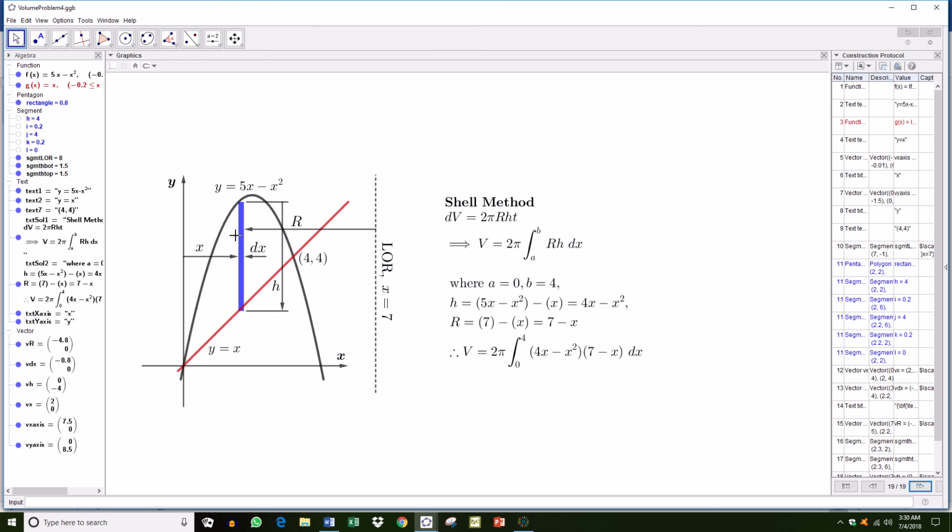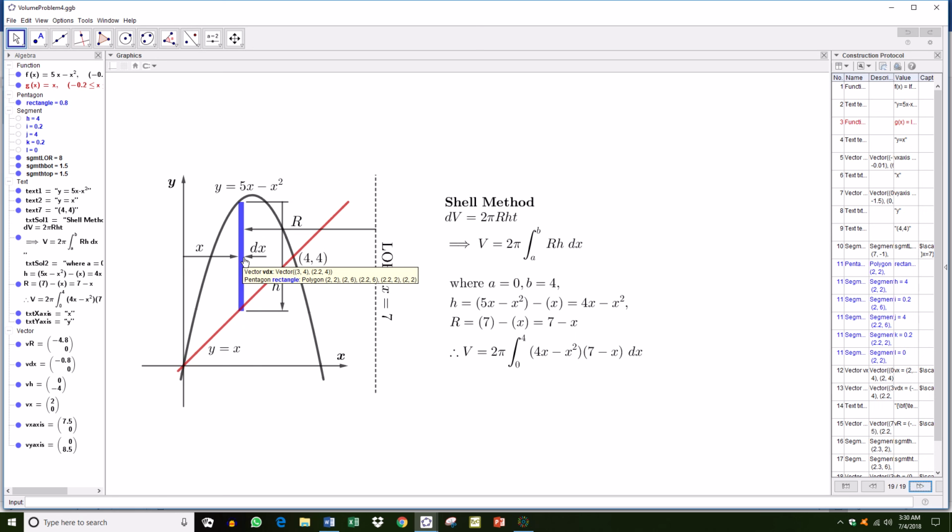R is the x value at the right point minus the x value at the left point. So the x value here is 7 and the x value here is x. What? I thought the x value there is x plus dx, man. Yeah, but what exactly is this x? It doesn't matter whether you're measuring it to the left edge of the thing. Maybe I'll put it a different way.